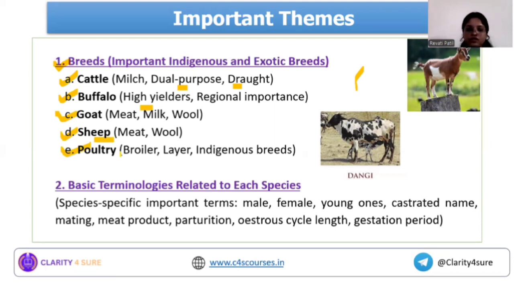There are different criteria. Okay, and under poultry, you need to cover the exotic breeds and their origins. So yes, cover those.